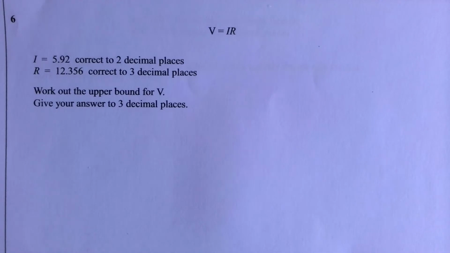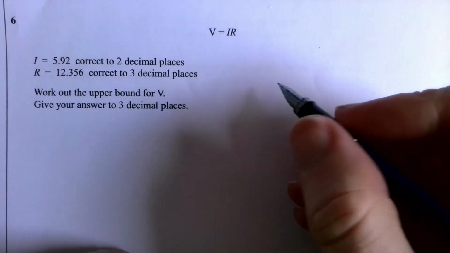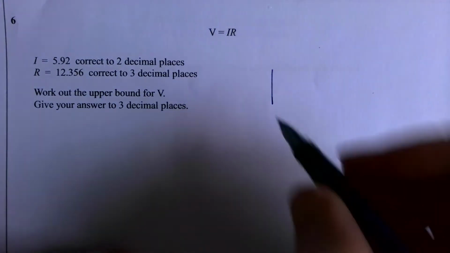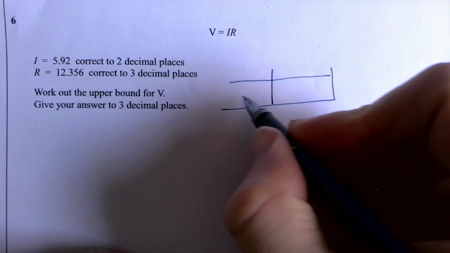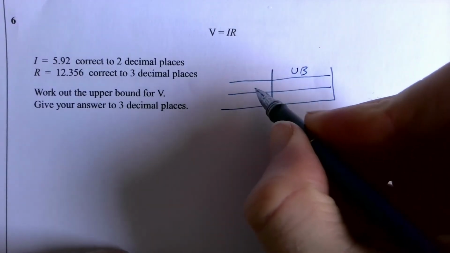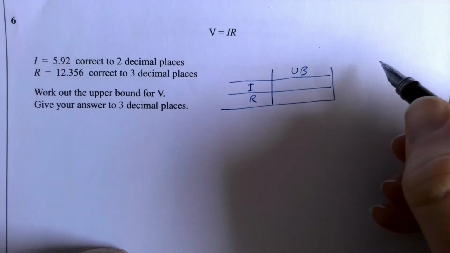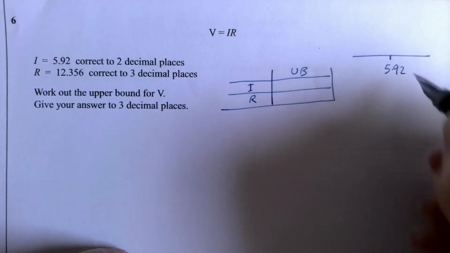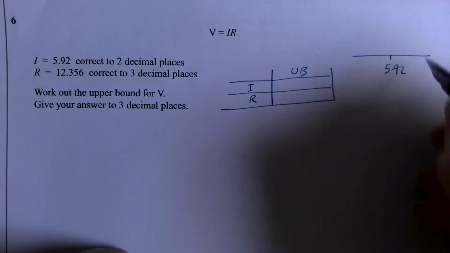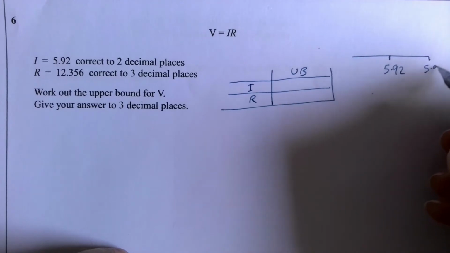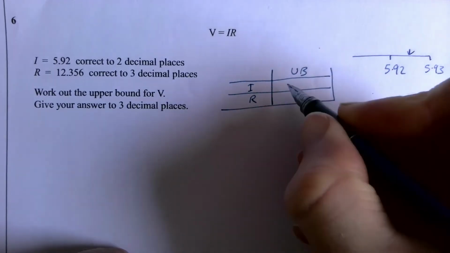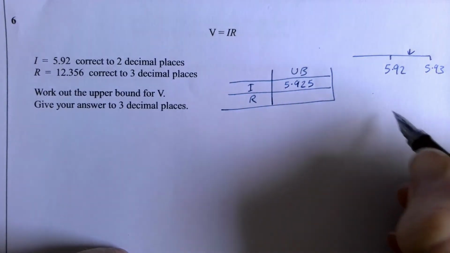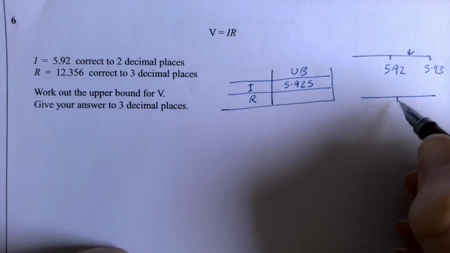We want the upper bound for V. So when you're multiplying, you do just want the larger ones, don't you? So we only want the upper bounds. Now you may well have worked out your lower bounds as well, and if you did that, then that's great. But just in terms of time, I'm going to just go for one. So 5.92 to 2 decimal places. The next up would be 5.93. So the upper bound is going to be 5.925.